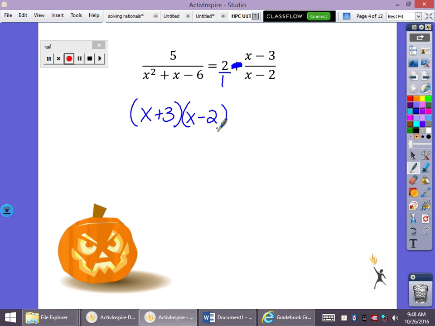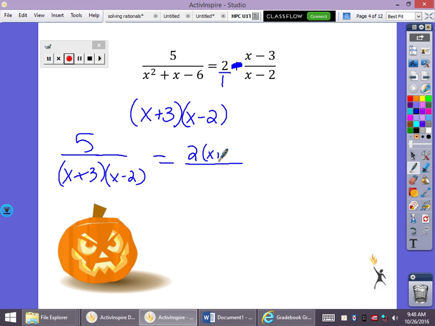What do you see? I see this x minus 2. Great. Okay, so this is going to be my common denominator. I'm going to have 5 over, leave it in factored form for now, x plus 3, x minus 2 equals the 2. The 2 over 1. What is it missing from the denominator? It's missing both. So I need to write both.